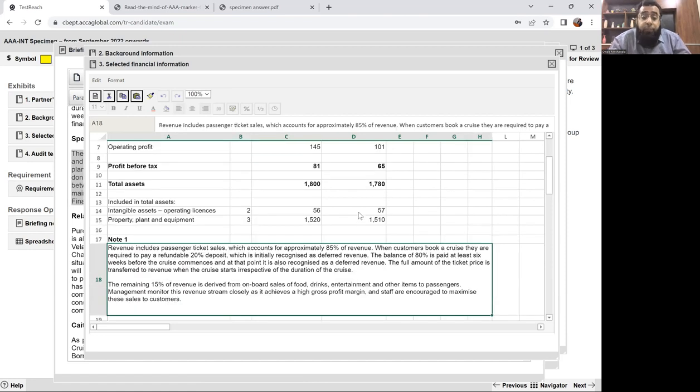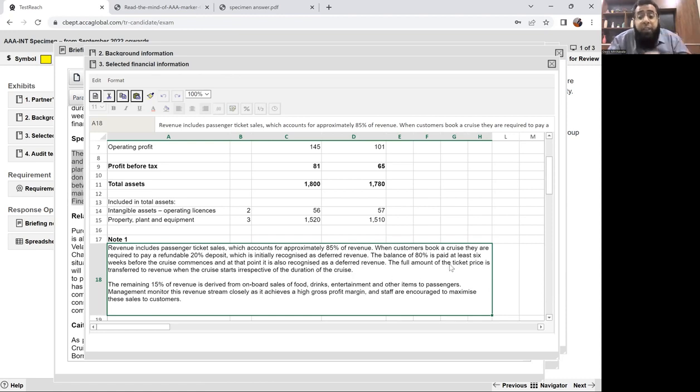Let's read the notes. Revenue includes passenger ticket sales, which accounts for approximately 85% of the revenue. When a customer books a cruise, they are required to pay a refundable 20% deposit, which is initially recognized as deferred revenue. Okay, this is correct. The balance 80% is paid at least 6 weeks before the cruise commences, and at that point also it is recognized as deferred revenue. This is also correct because the service has not yet been provided.